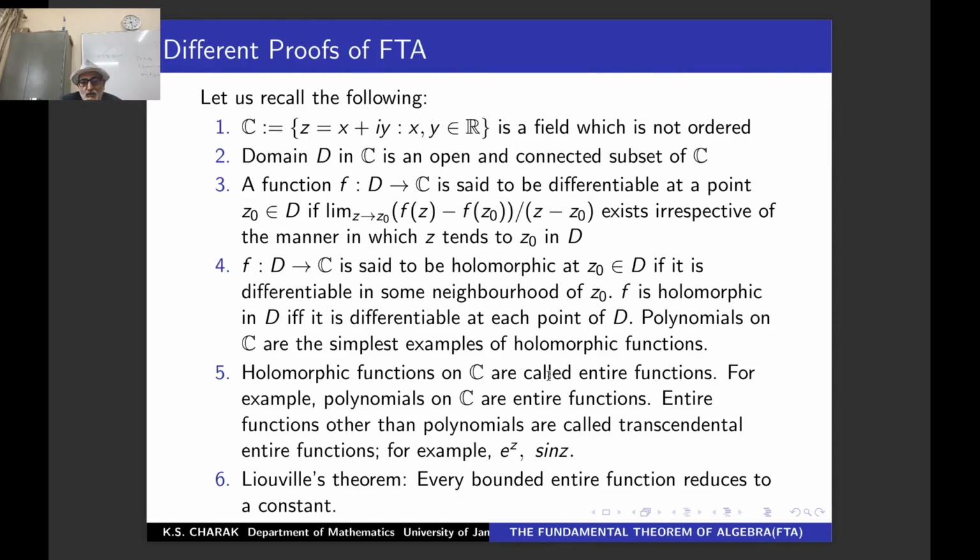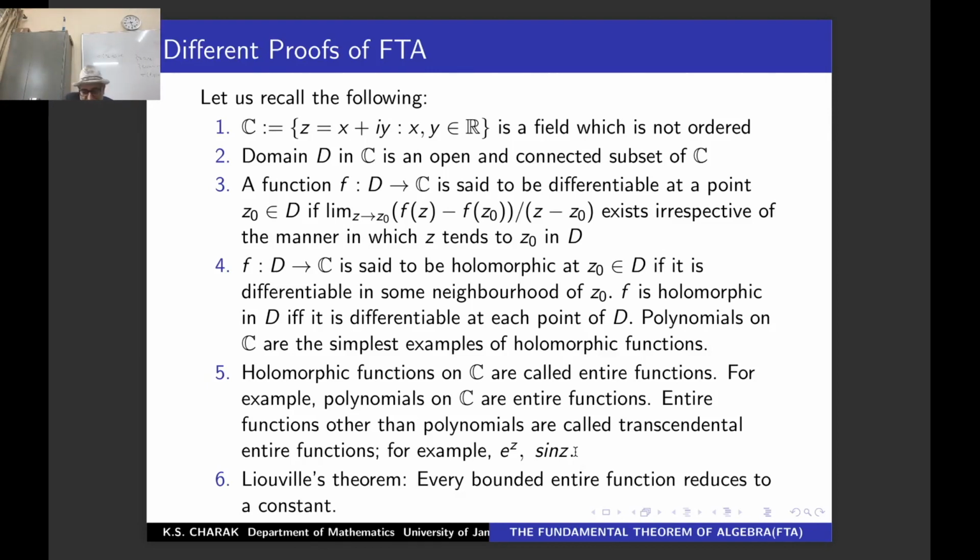That means the functions which are holomorphic on the whole of C are called entire functions. Therefore, the immediate examples of entire functions are the polynomials again. They are differentiable everywhere in C. And the entire functions other than polynomials are known as transcendental entire functions. For example, the exponential function, sine z, cosine z, and their combinations. These are the simplest examples of transcendental entire functions.